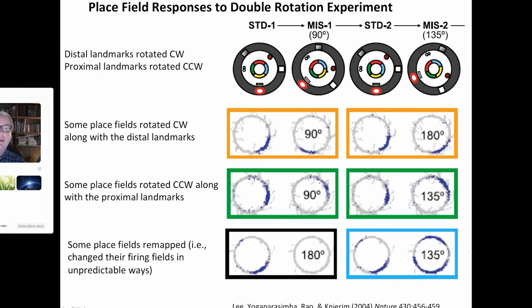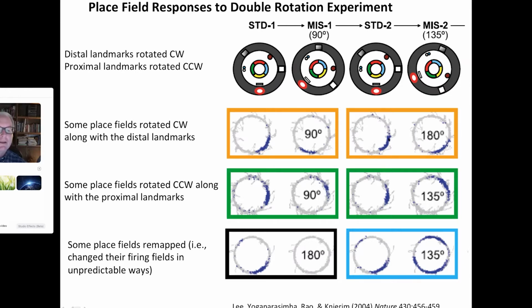The track is rotated 45 degrees one way, the global cues 45 degrees the other way to give a total mismatch of 90 degrees. Return back to a standard 2 session like this, and now here's another session, 135 degree mismatch. So this is the standard sequence of the experiment. And we see some cells will rotate their place fields clockwise to go with the distal landmark. So here's a cell that had a place field at this southeastern location, and it rotated about 45, 50 degrees in the clockwise direction, following the cues on the wall, on the curtain.